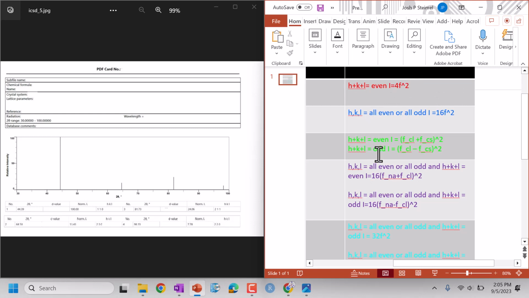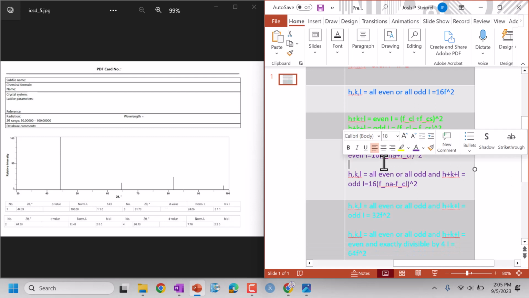What about the next one? Here, if H plus K plus L is even, we get an amplified peak if it's the CsCl structure, and if it's odd, we see a smaller peak. Well, there are no peaks here where H plus K plus L are odd. So right off the bat, that's not going to work. It is not CsCl because I don't see those odd peaks. We just see even. So no.